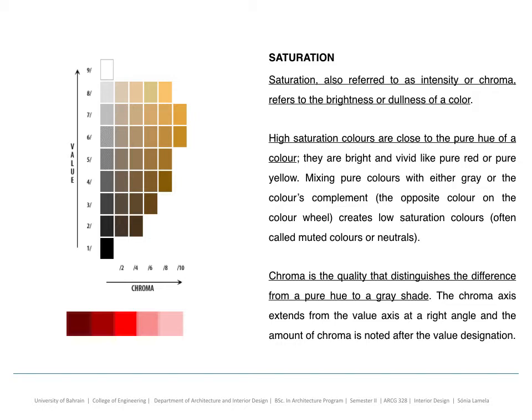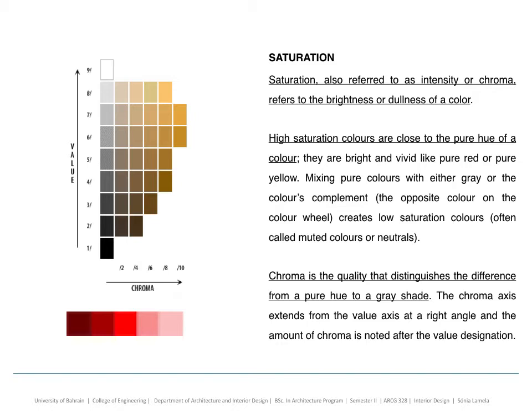Saturation is the last property that we can see in the Munsell color scheme. And saturation can also be referred to as chroma. So chroma or saturation, they indicate the same thing. And here it refers to the brightness or the dullness of a color. High saturation colors are close to the pure hue of a color, and the farther away you go from it, the more it becomes low saturated colors, colors that are more muted or neutral. So chroma is the quality that distinguishes the difference from a pure hue to a gray shade.